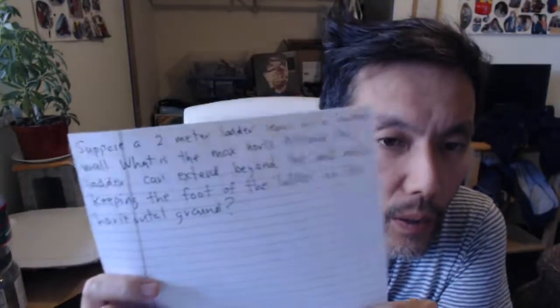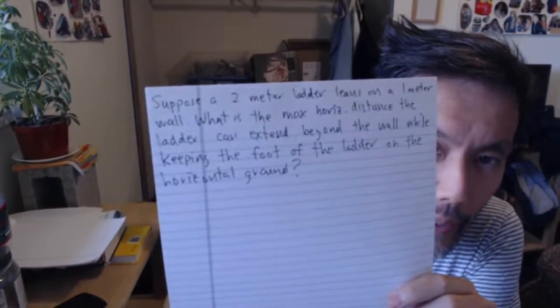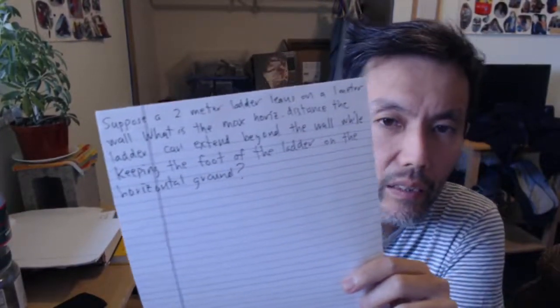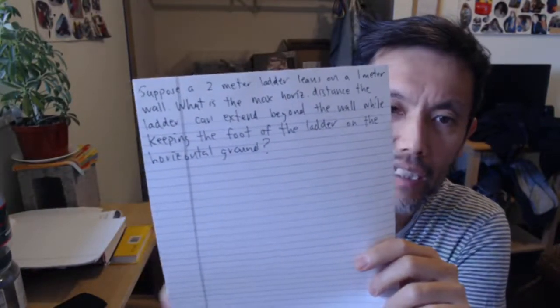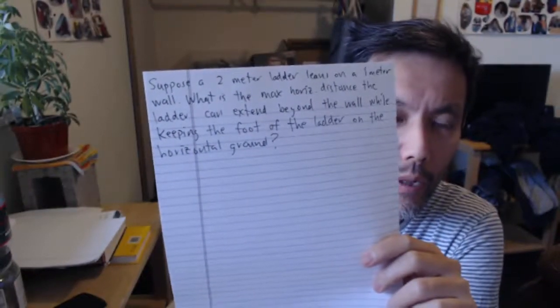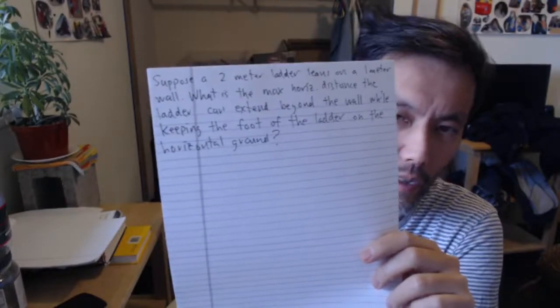Hi. I want to solve this crazy problem involving the ladder. Suppose a 2-meter ladder leans against a 1-meter high wall. What is the maximum horizontal distance a ladder can extend beyond the wall while keeping the foot of the ladder on the horizontal ground? So this is an applied optimization problem. We're trying to maximize something.